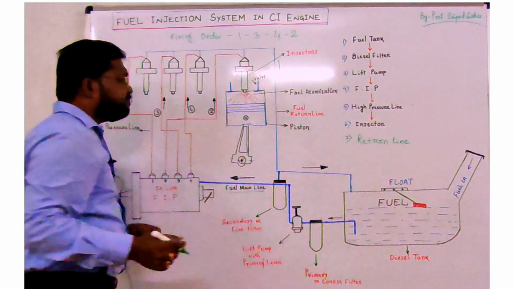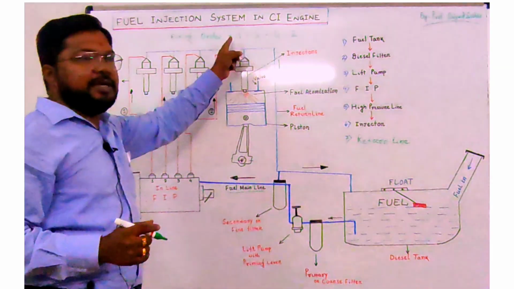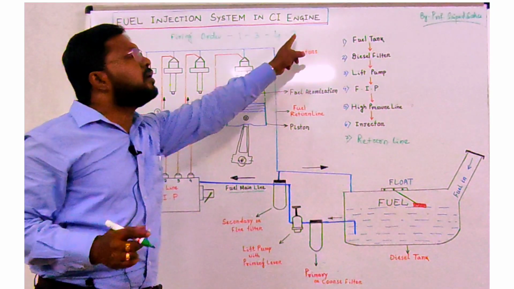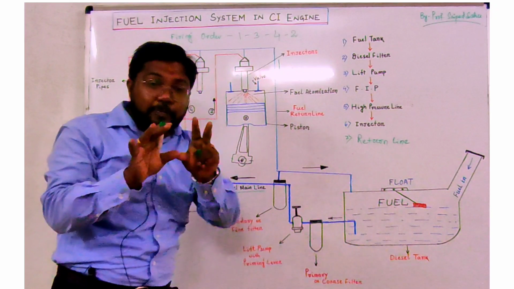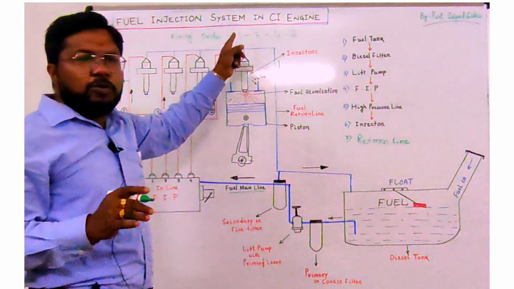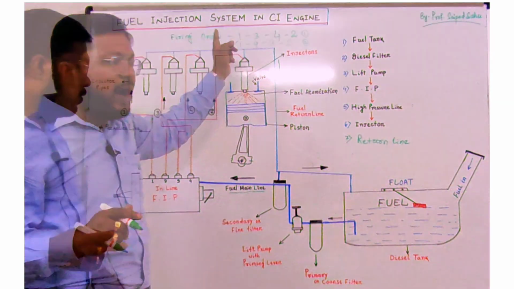Its meaning is that the power stroke will be taken at the first cylinder first, then number 3 cylinder, then number 4 cylinder, then number 2 cylinder. At a time all the cylinders are not fired. So the first cylinder will fire first, the power stroke will take place at cylinder number 1.